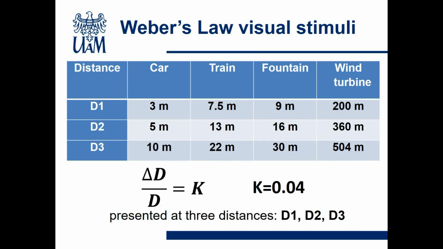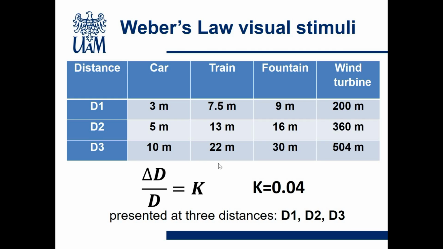Well, as you saw on the previous slide, the heights of these noise sources were different. So to find the proper method for defining the 3 possible distances, we made an initial assumption that at the optimal distance, the maximum size of an object contour is still entirely visible on the screen. And this condition was fulfilled at 3 meters for car, at 7 meters for train, 9 meters for fountain, and 200 meters for the wind turbine noise source.